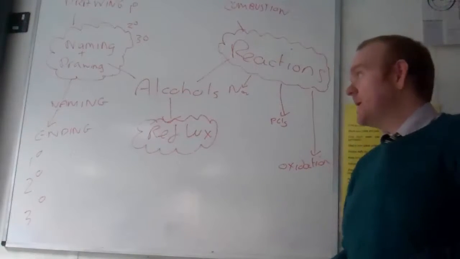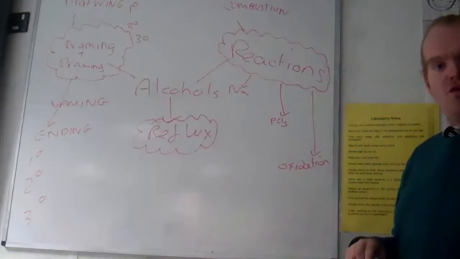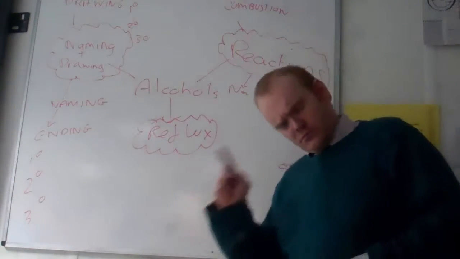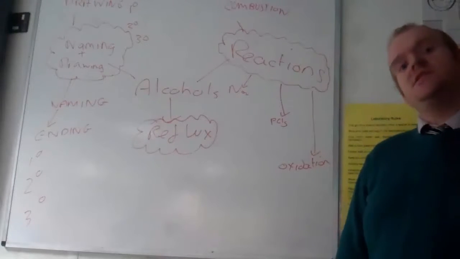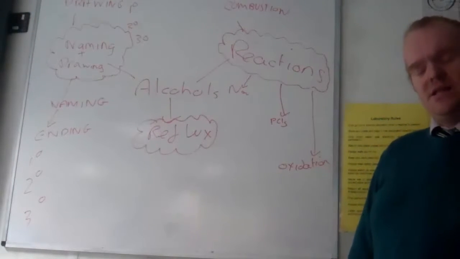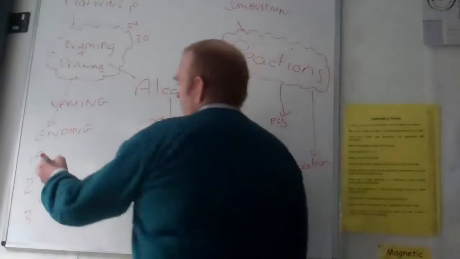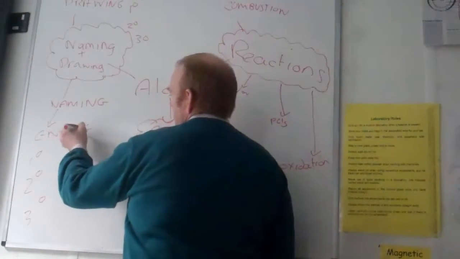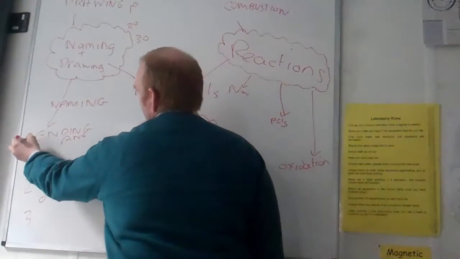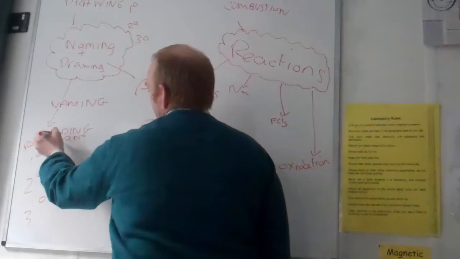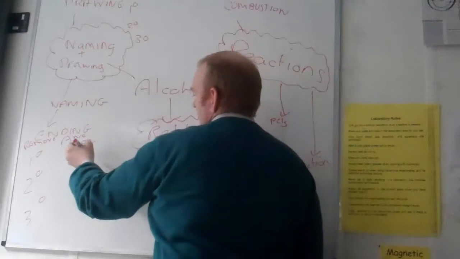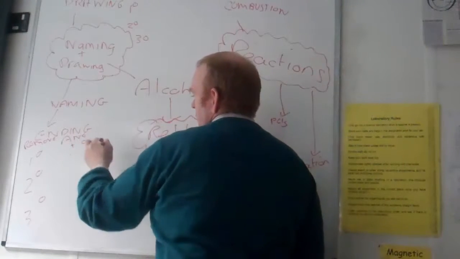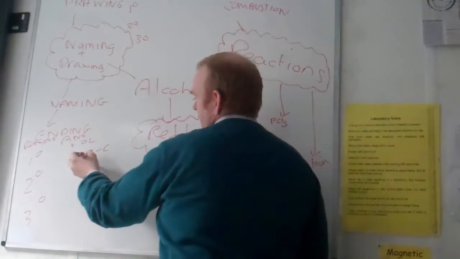Okay, so if we start off with our naming, we have an ending that tells us it's in the same homologous series, so it tells us it's an alcohol. So we take off the ANE, and we add OL. For example, if we had a 2-carbon chain, we take off the ANE and it would be ethanol.